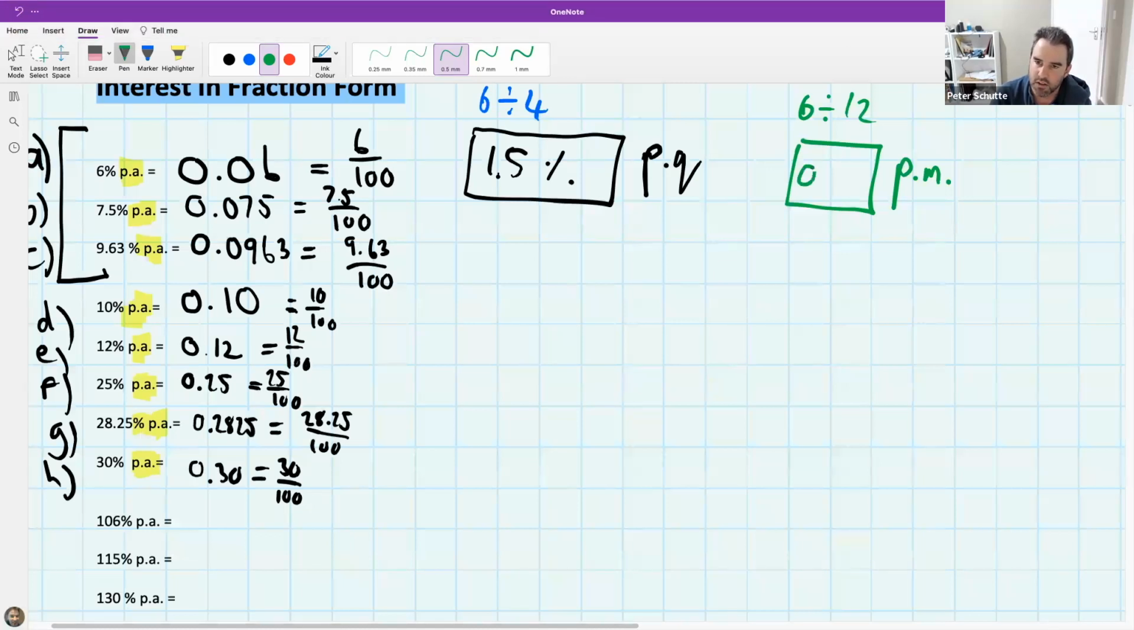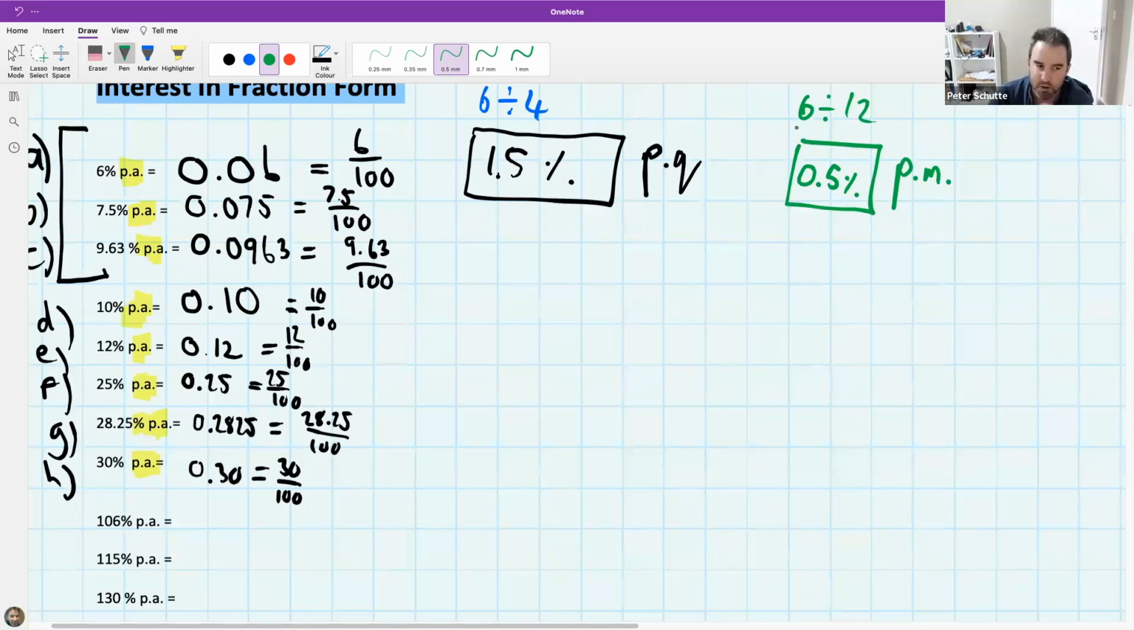So we are going to get 0.5% per month. Give me a thumbs up if you understand how I went from converting a per year interest rate to a per quarter and a per month rate. Just want to make sure you understand why I divided by 4 for the quarters and divided by 12 for the months.